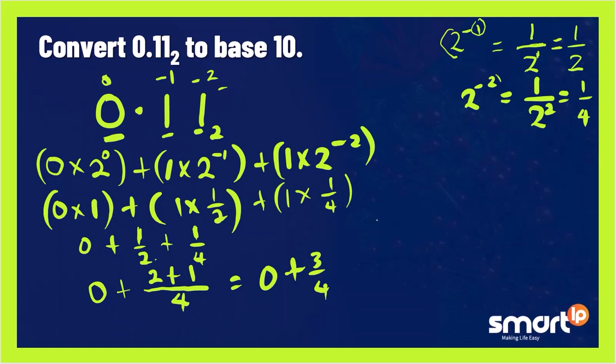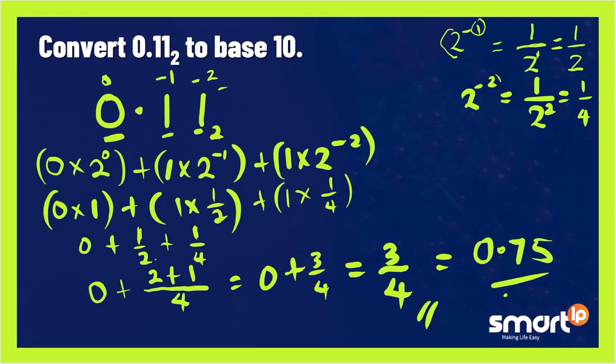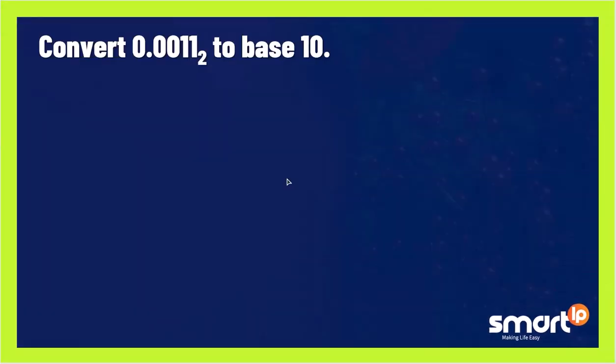Since this is 0, 0 means empty, nothing. So 0 plus 3 over 4 is the same thing as writing 3 over 4. It means our final answer of 0.11 in base 2 to base 10 is 3 over 4 in base 10. That's amazing. So 3 over 4 in decimal, you can convert that to decimal too if you want to. So converting this to decimal is going to give you 0.75. Okay, great job.